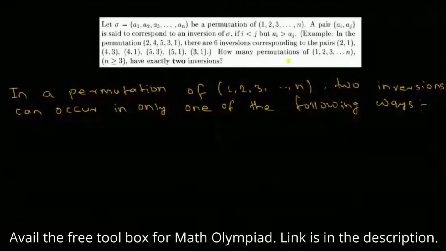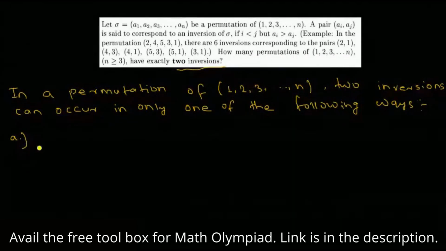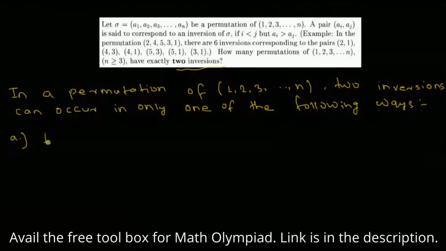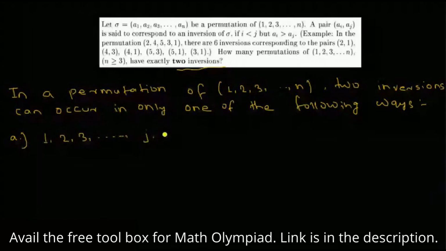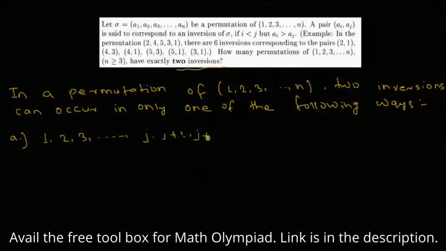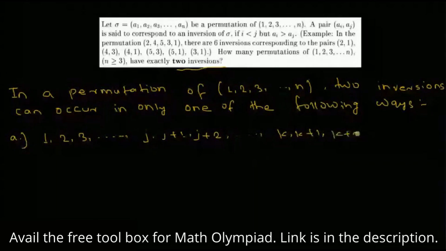Note that there should be exactly two inversions. So what are the first possible cases? Can you guess? Let's try here. One of the possible cases is that the sequence has some term j, j plus 1 and j plus 2, and similarly some other term k, k plus 1 and k plus 2, and it goes up to n.